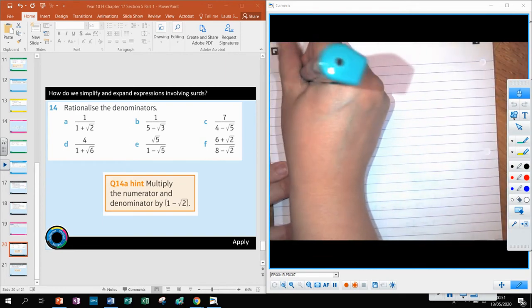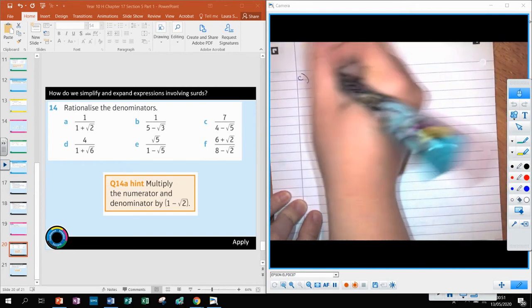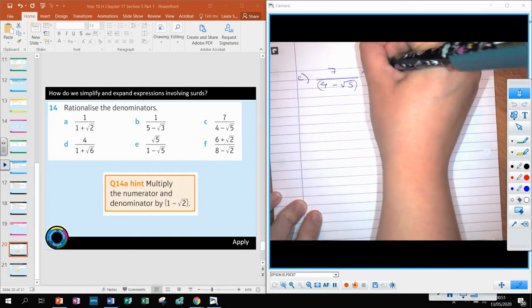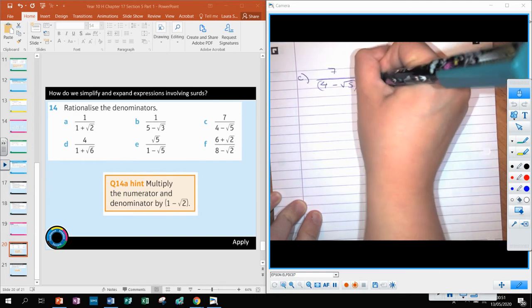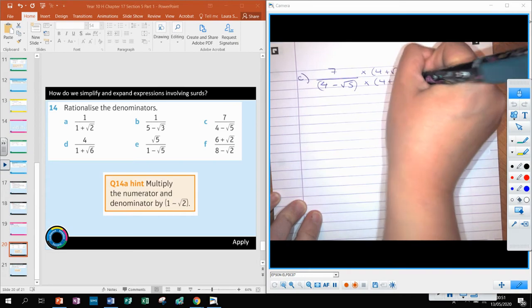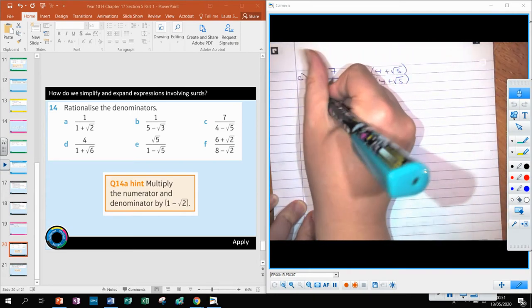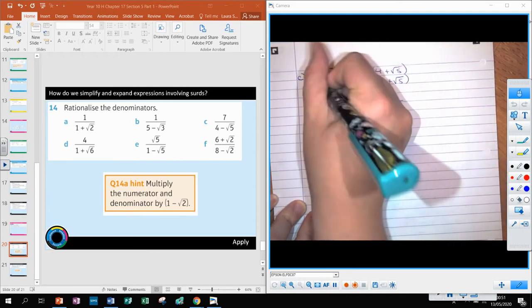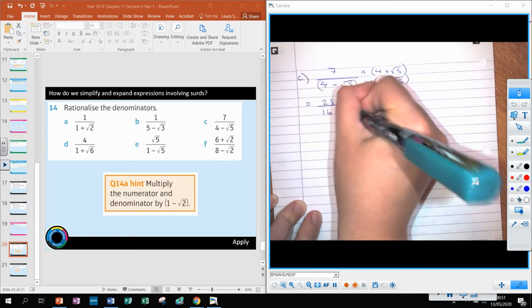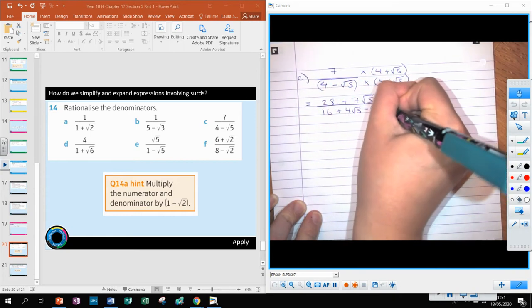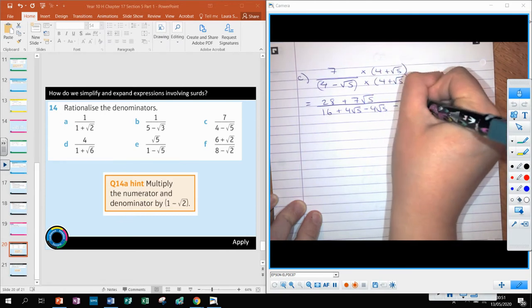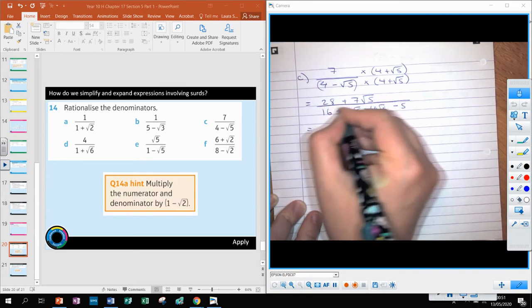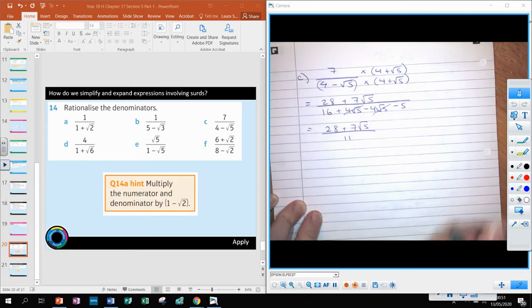So for part C, we put that in a bracket. We're multiplying by the 4 plus root 5. That's going to give us 28 plus 7 root 5 all over 4 times 4, 16, plus 4 root 5 minus 4 root 5, and then minus root 5 times root 5, which is 5. That becomes 28 plus 7 root 5 all over 16 minus 5, which is 11. Final answer.